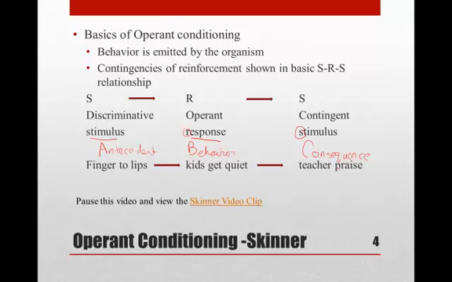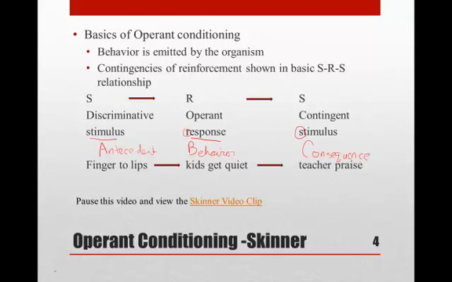and the C being the consequence that determines whether or not that behavior will occur again. So let's look at it again. Discriminative stimulus or antecedent, that's something in the environment. This brings about an operant response or a behavior, okay? And how likely that behavior is to occur again is dependent upon the contingent stimulus or the consequence. Do we like what we get when we do the behavior? If so, we're likely to do that behavior again. If not, we won't, okay?